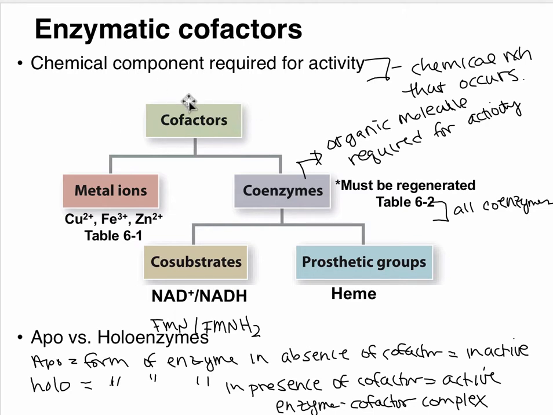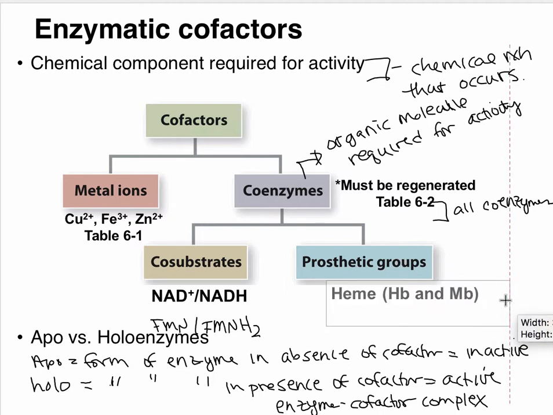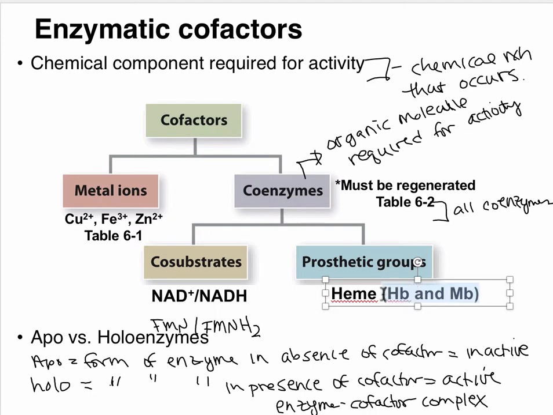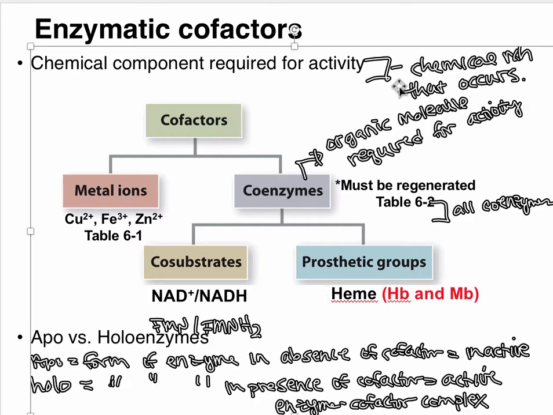So cofactors, within cofactors we have different subsets. The first is a metal ion that we'll talk about when we talk about mechanism. The second is a coenzyme. A coenzyme is, instead of a metal ion, an organic molecule that's required for activity. We've already talked about one coenzyme in regards to heme, which is a prosthetic group. We talked about this both in hemoglobin and myoglobin. A prosthetic group, remember, is permanently affixed to your protein. And it's required for chemical catalysis to occur.